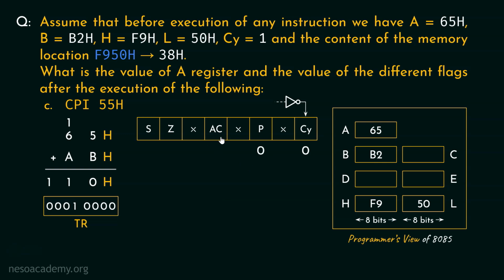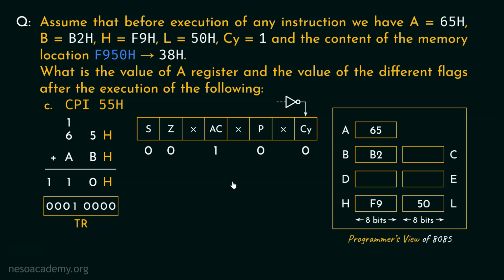Coming to the auxiliary carry, yes, from the least significant digits addition, we generated a carry, and this is the auxiliary carry, so it will be set. What about the Z flag? Notice, within the TR register, we have got a single 1, that means all of them are not zeros. So the Z flag will be reset as well. Now coming to the S flag or the sign flag, since the most significant bit in here is 0, therefore sign flag will also be reset.